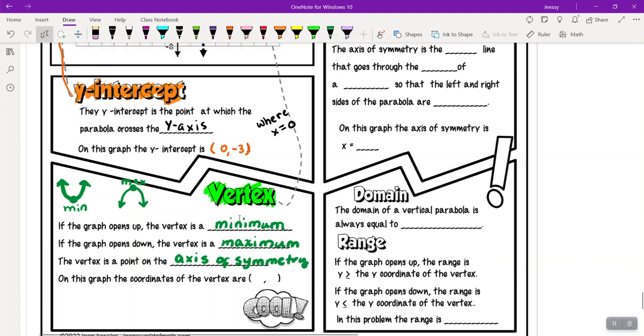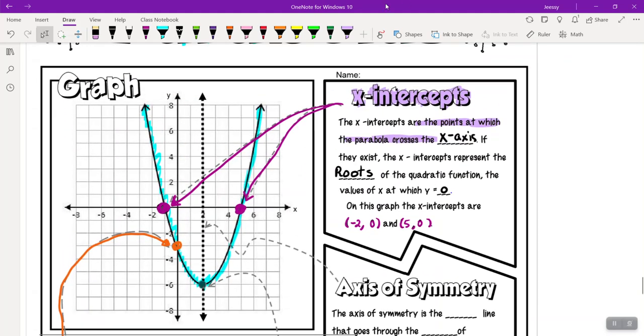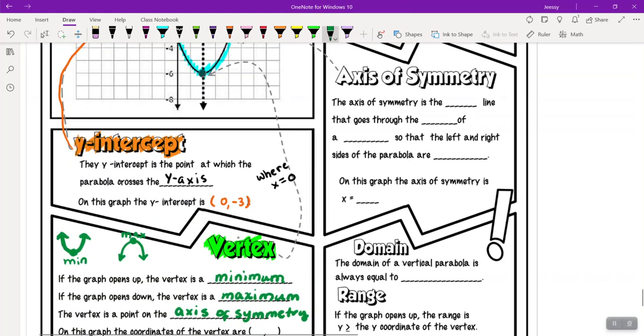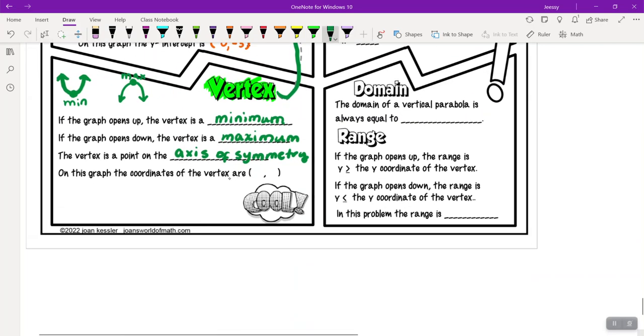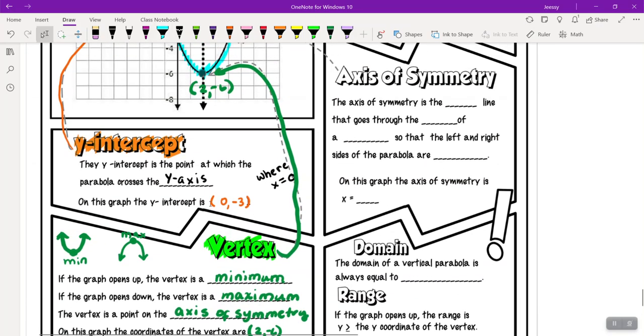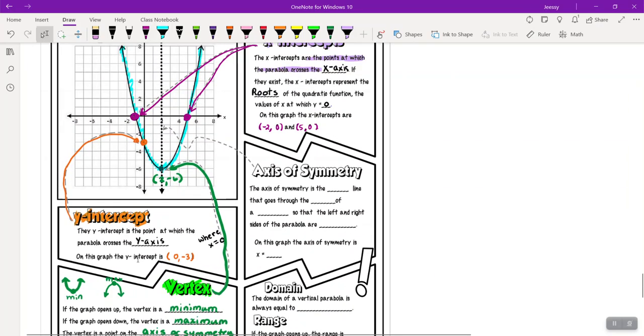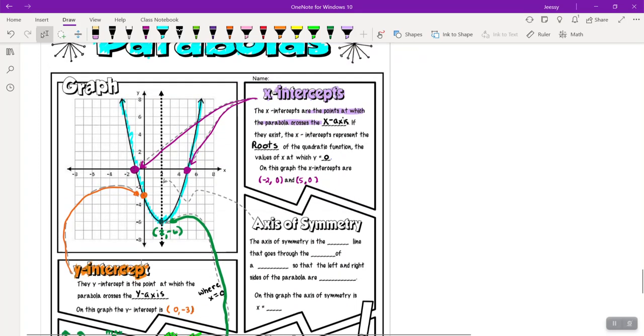And when we look at this graph, the ordered pair that is the vertex, and you can follow the dashed line, it's an ordered pair. So this point is (2, -6). So what we're doing here is learning vocabulary. Afterwards, we're going to learn how to do all the calculations, okay?